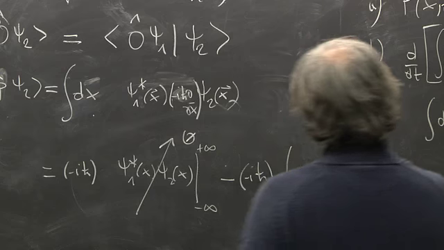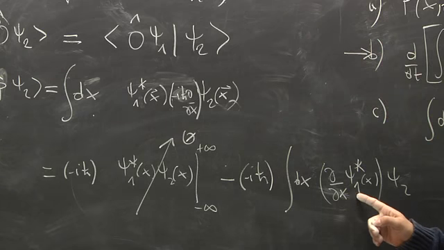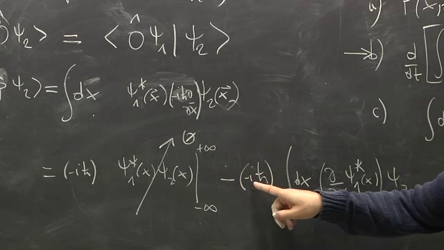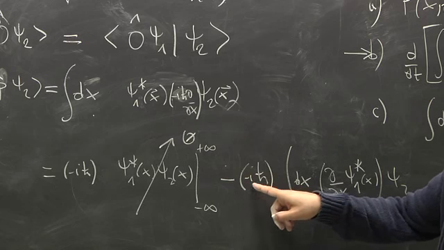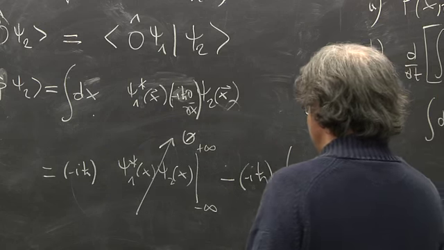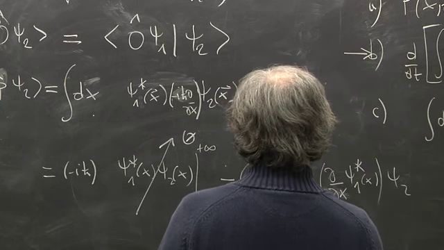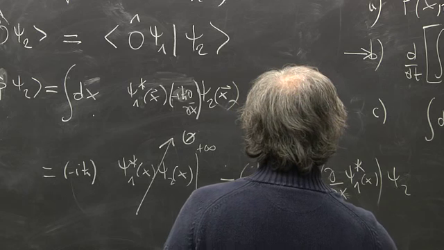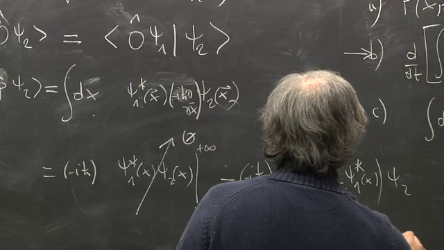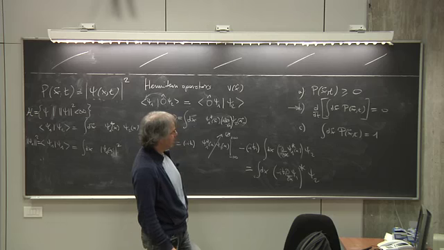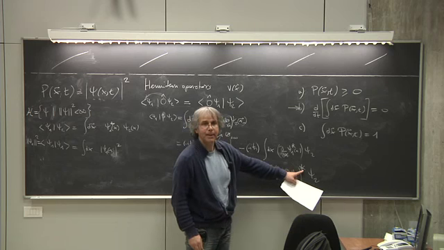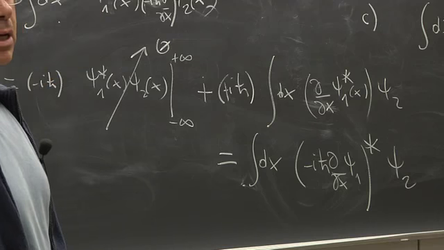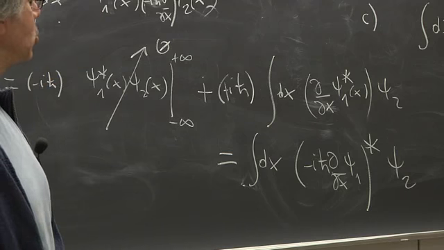Let us now look at this object. This is certainly the derivative of psi 1 star, or the derivative of psi 1 all star. But you see that here I have a plus i. Now, I can equivalently write this as the integral over dx of minus i h bar, the derivative of psi 1 all star, psi 2. Let's verify. Well, the minus i with the star becomes plus i, and this is indeed the plus i. So you see that it's crucial.